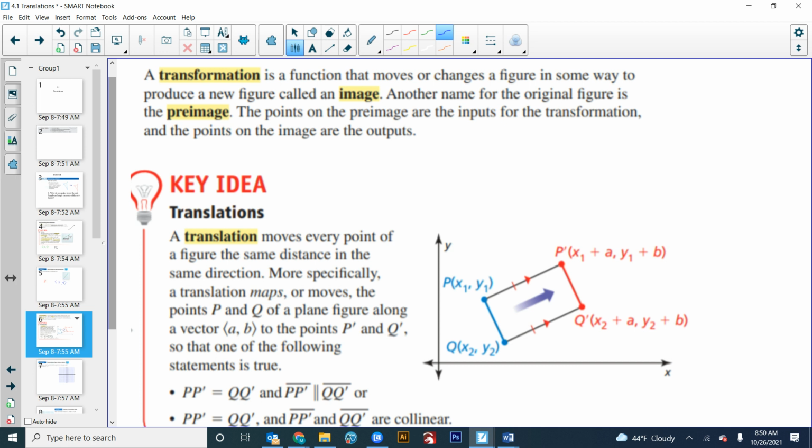So image is the new one. Pre-image is the original one. So we're going to be transforming triangles, rectangles, lines. You can even translate a point.